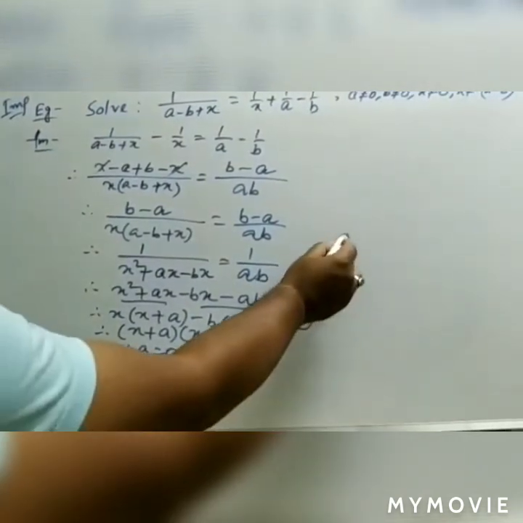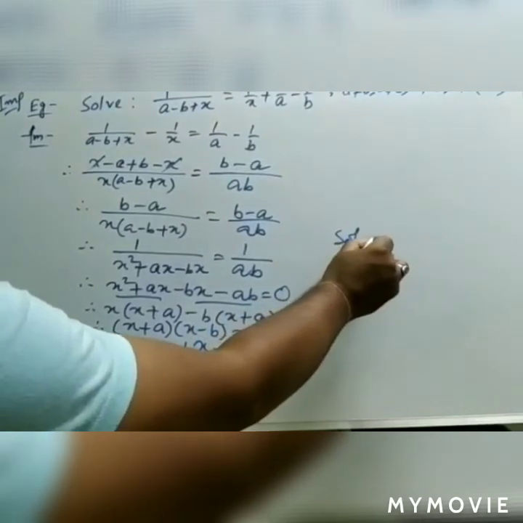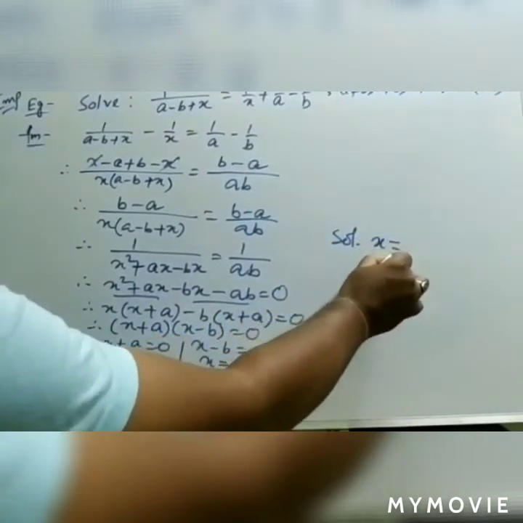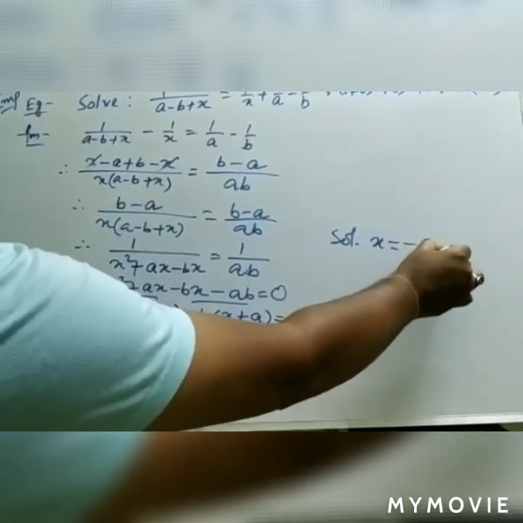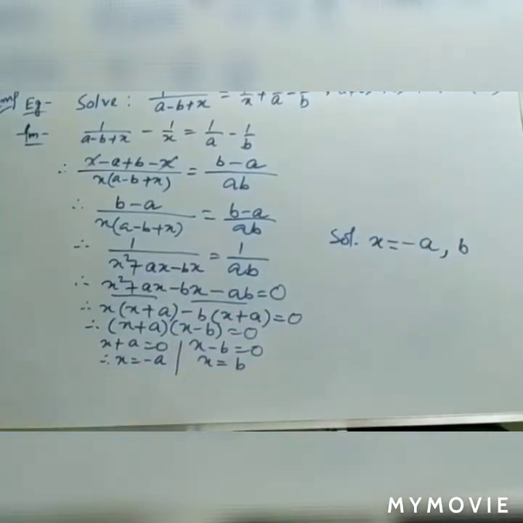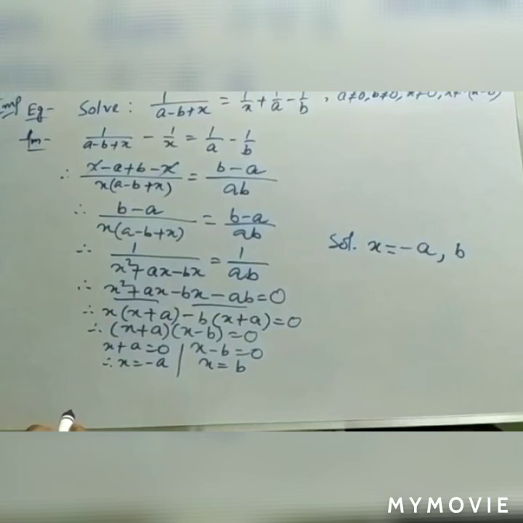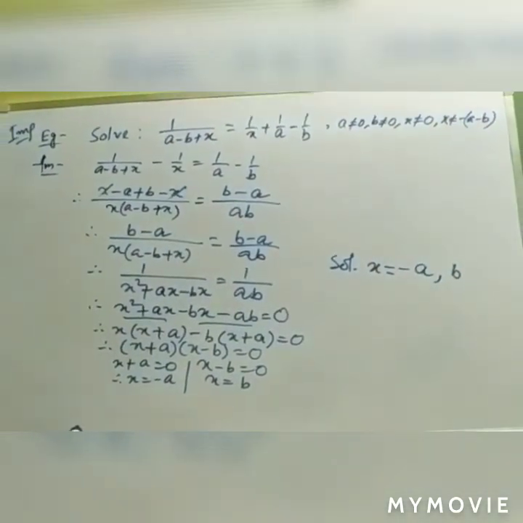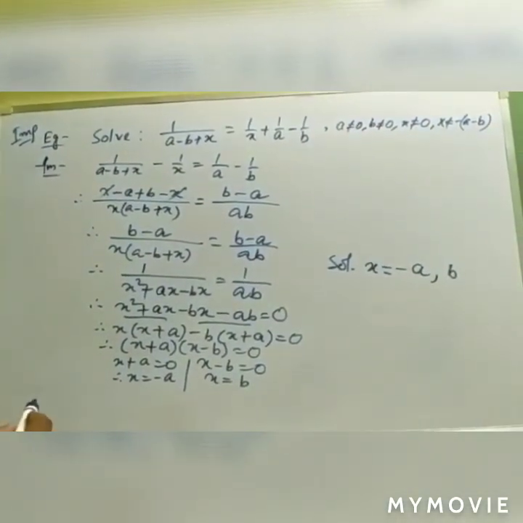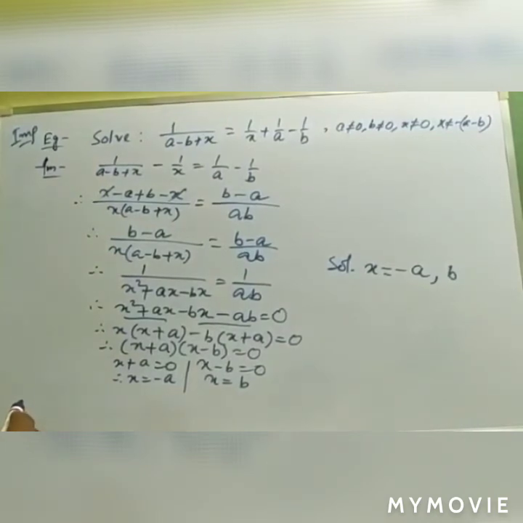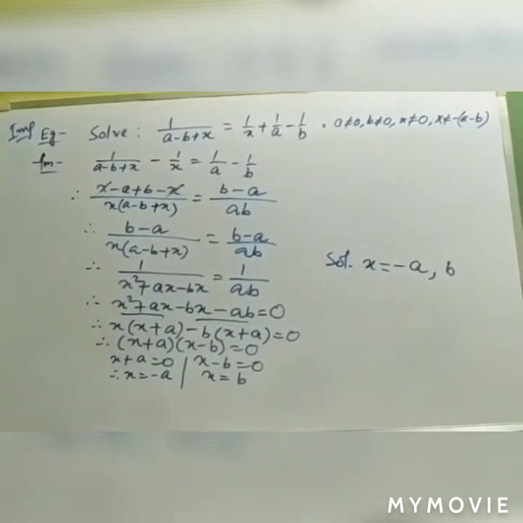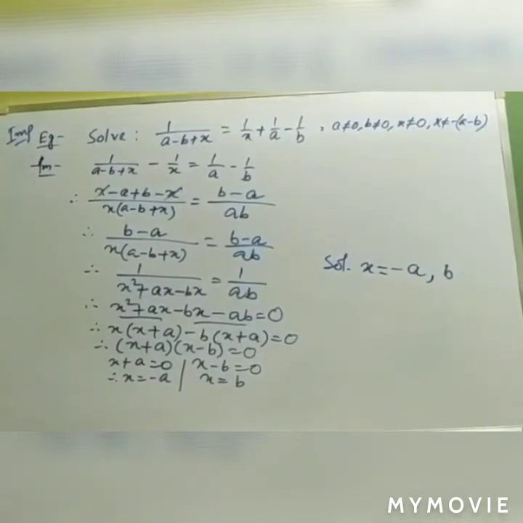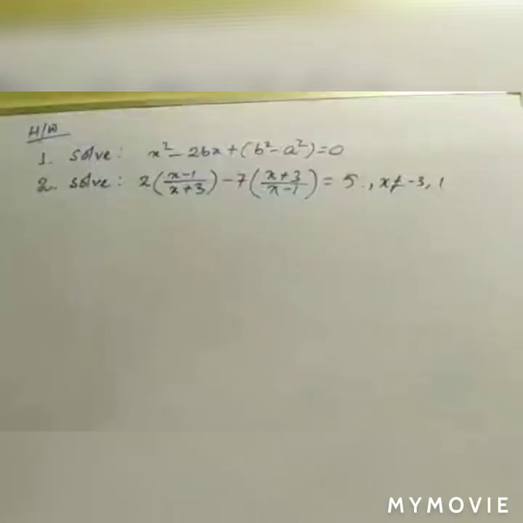So we got the solutions. So the solutions are x equals to minus a and b. So minus a or b are the solutions of the equation. So this is one of the important sums and this is its answer. So you need to follow this. Okay, so this can come in exam also, in the board exam.